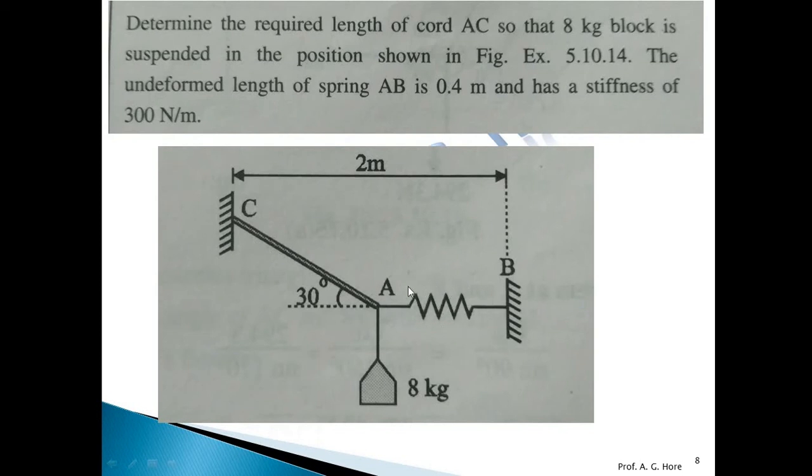So first we have to find the length of the spring, and also draw an FBD at point A. How will the FBD come out? The force in the spring is away from point A, the force in this rod is away from point A, and the weight is 8 into 9.81.